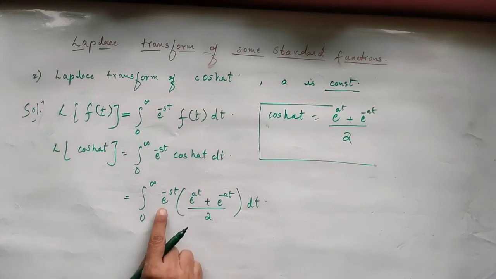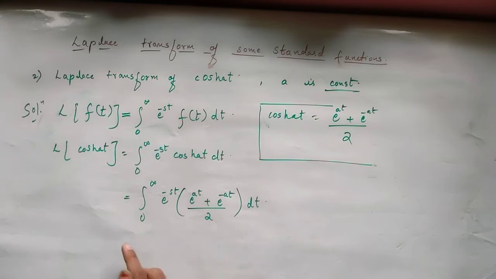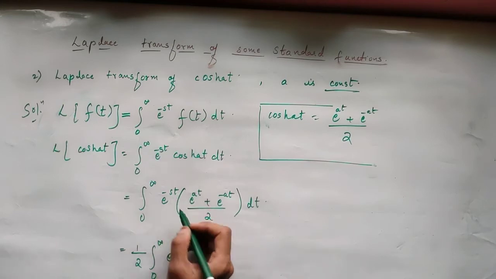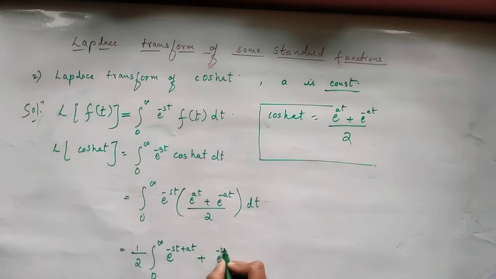Now multiply this e to power minus st to each of these, divided by 2. I'll take that half outside because it is a constant outside the integral sign. It has nothing to do with the integration. Get it outside of the integral sign. Integration 0 to infinity e to the power, after multiplying these two using laws of indices, you get minus st plus at, plus e to power minus st minus at, dt. This is what you end up with.